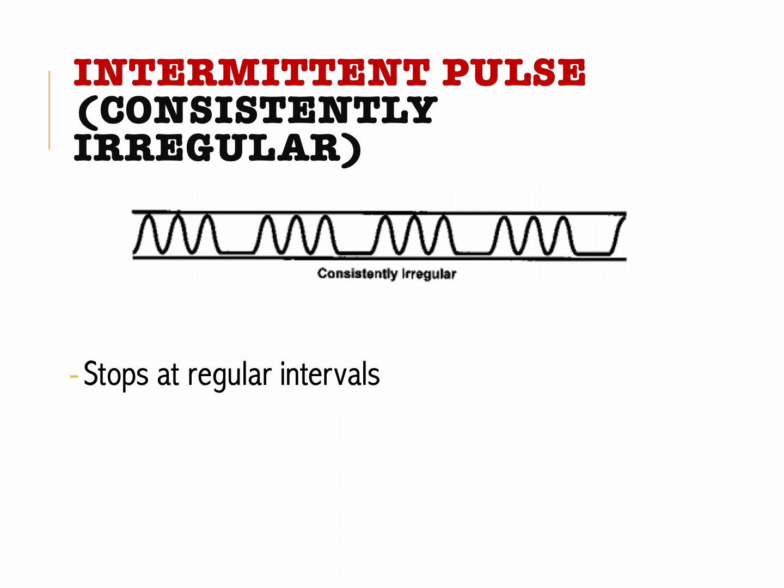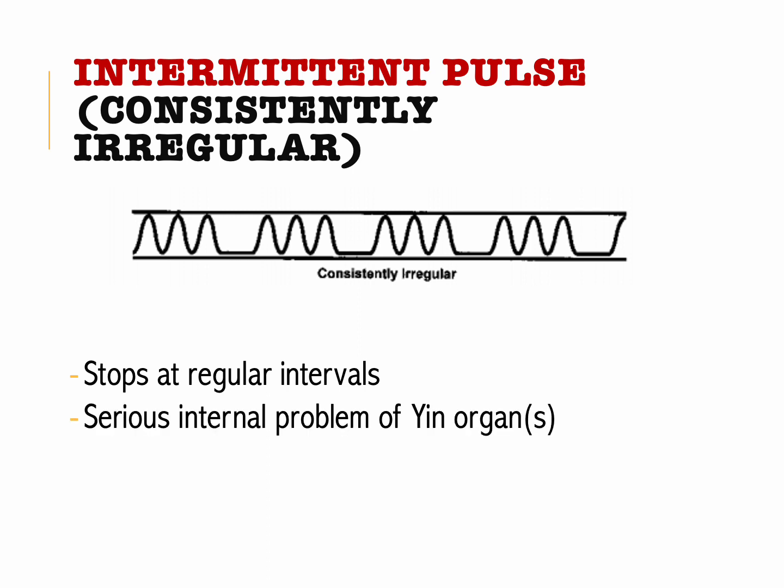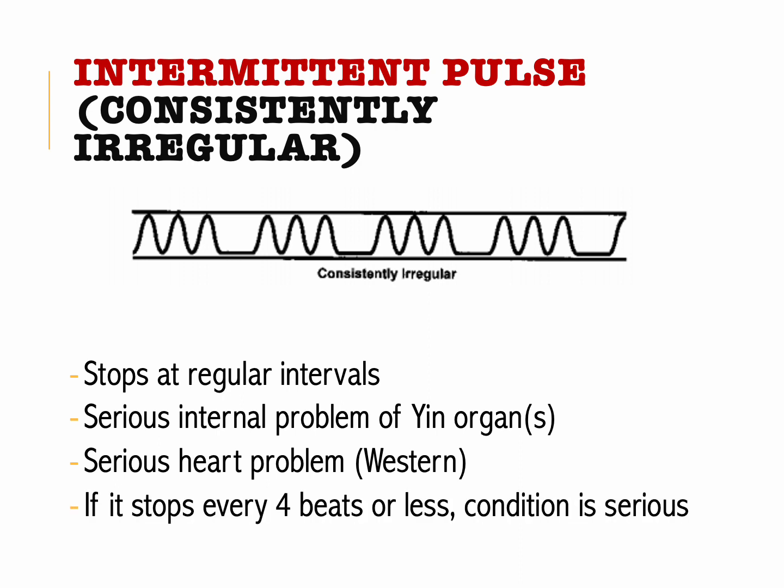Intermittent pulse, or consistently irregular pulse, stops at regular intervals. It always indicates a serious internal problem of one or more organs. Intermittent pulse can indicate a serious heart problem in a Western medical sense. If it stops every 4 beats or less, the condition is serious.